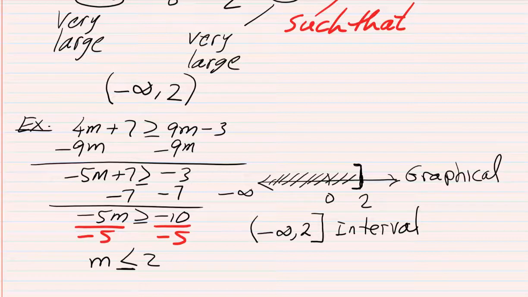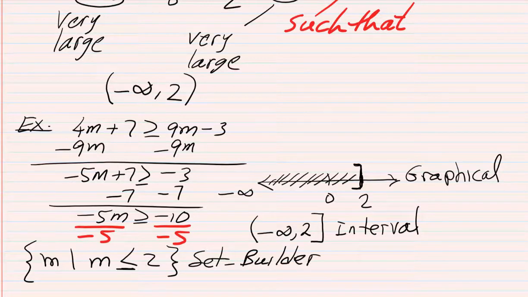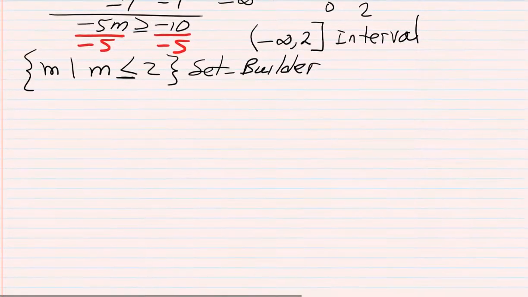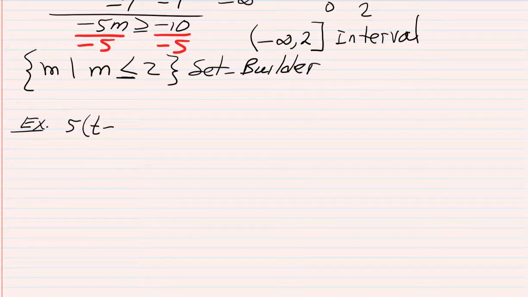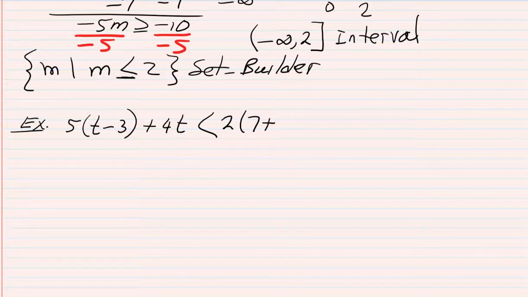Now the set builder notation looks like this: m such that m is less than or equal to 2. And this is what we call the set builder notation. And there we have another example done here. Well, let's look at one last example in this segment. This time, this other example is going to be 5 times t minus 3, plus 4t, less than 2 times 7 plus 2t.